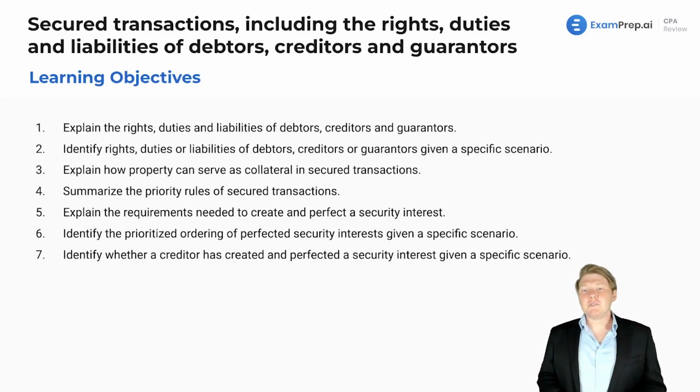We also want to identify the prioritized ordering of a perfected security interest in a given scenario. And lastly, we want to identify whether a creditor has created and perfected a security interest in a scenario. So again, we're going to dive into what all of this means and so much more as we get started.